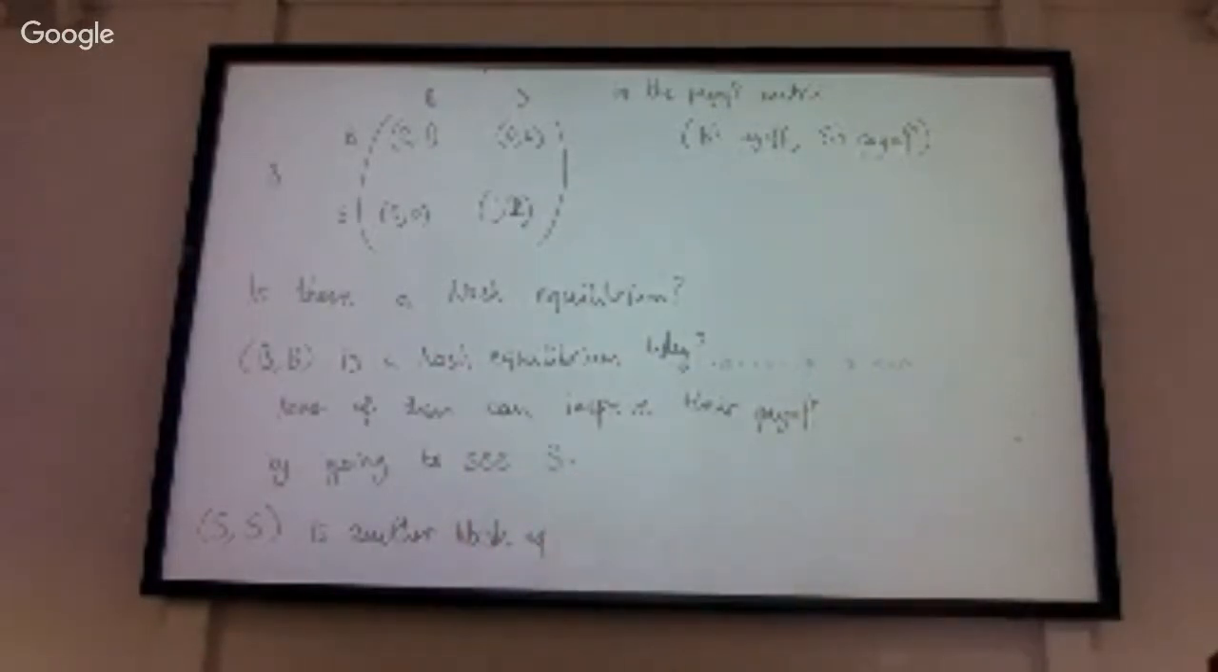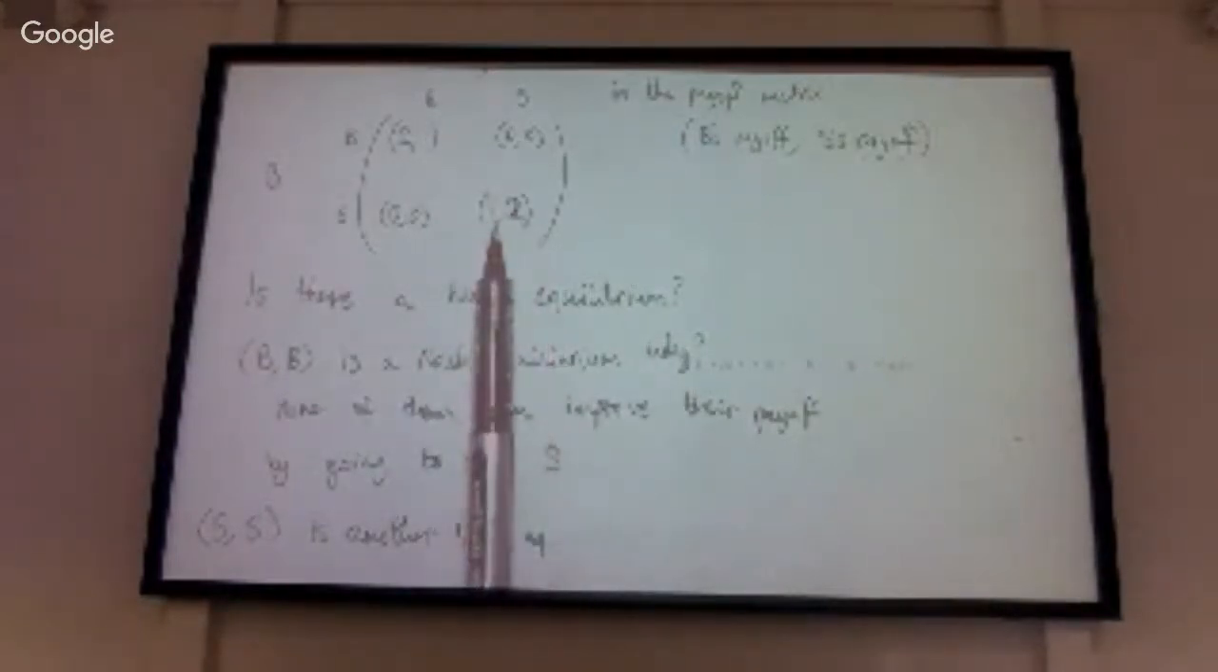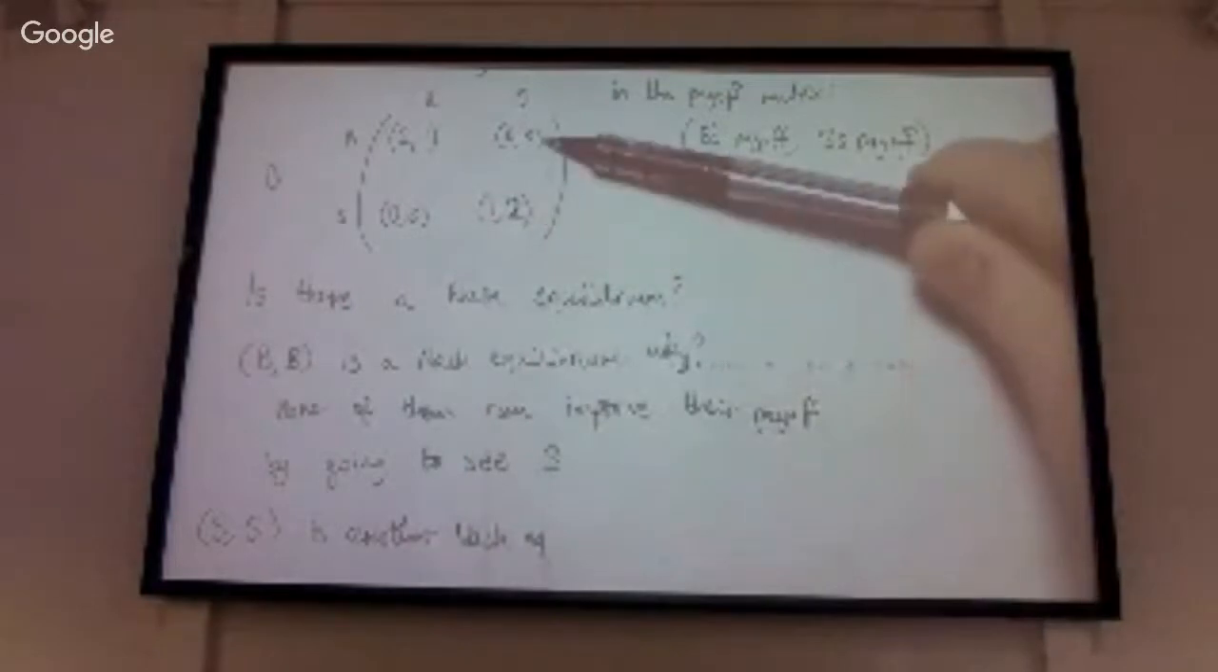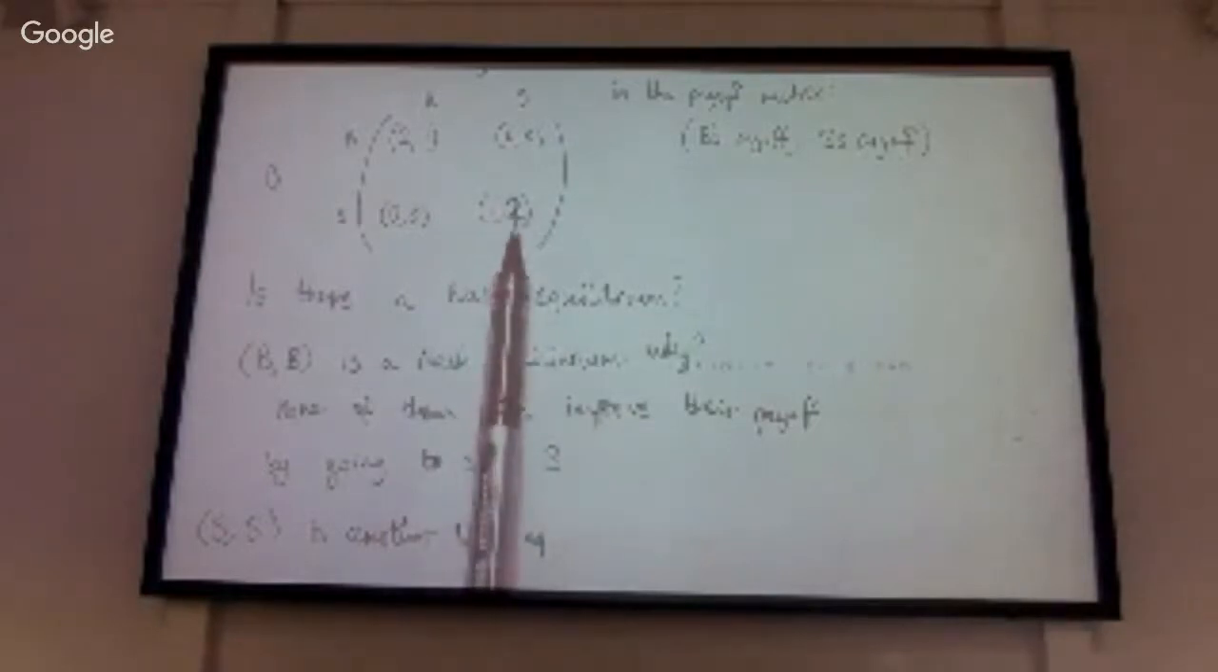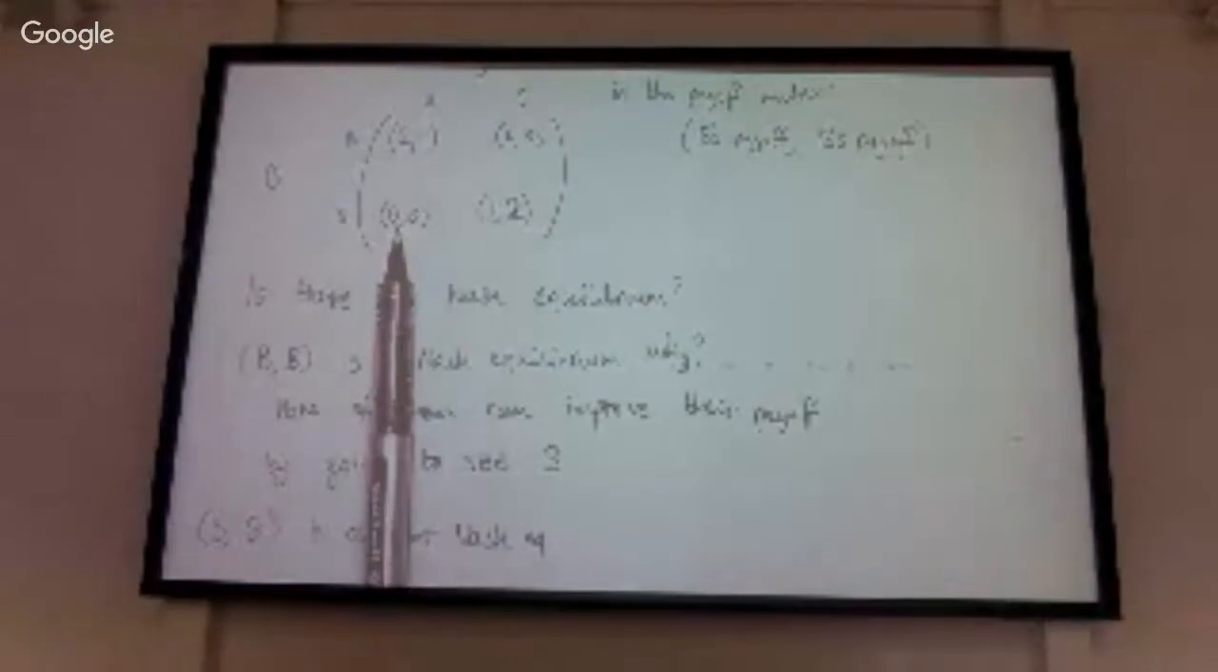That is, they both go to see Stravinsky. Then, it's kind of similar. In here, they're both going to see Stravinsky. The row player's payoff is 1, but if they switch to going to Bach, it goes down to 0, so they don't want to do that. And the column player's payoff is 2, and if they switch to the other concert, it goes down to 0, so they don't want to do that.